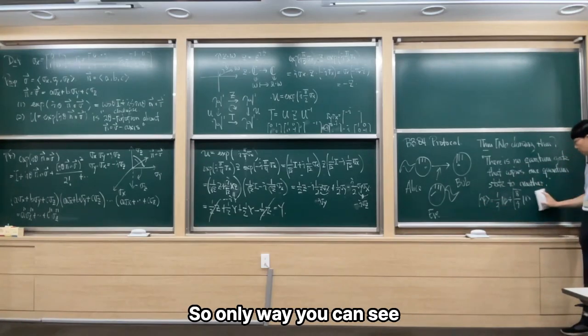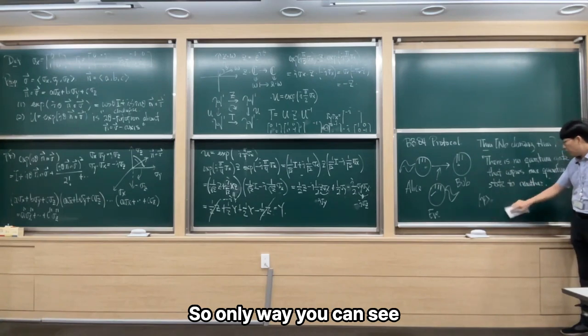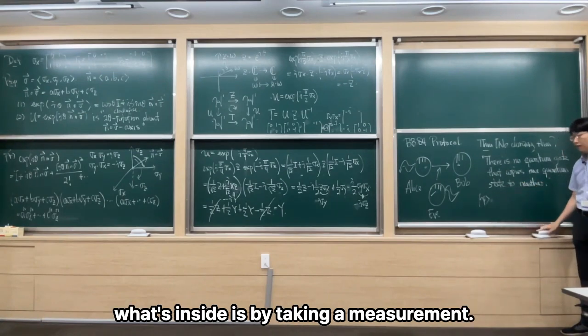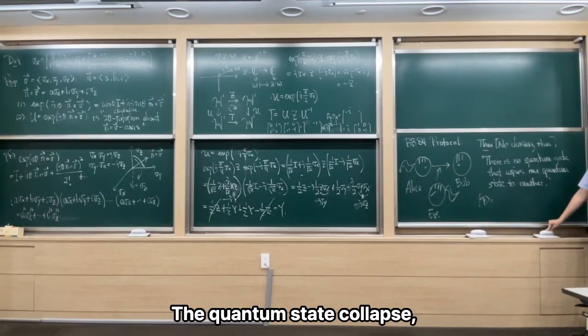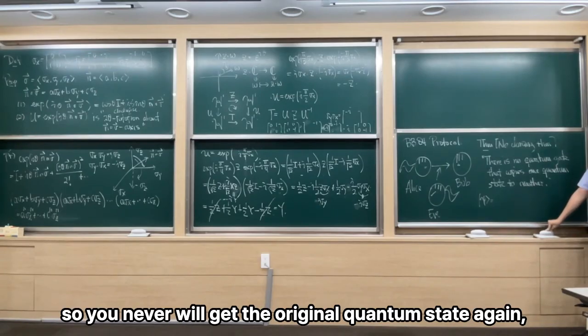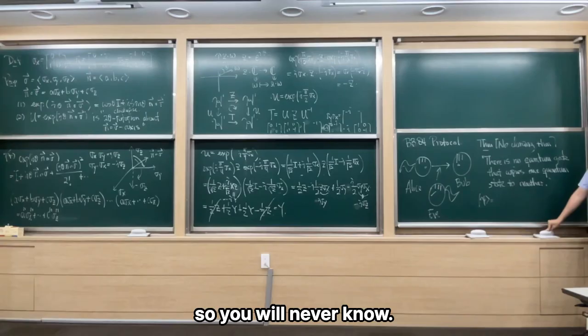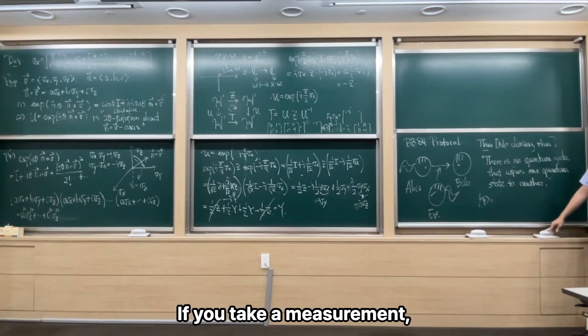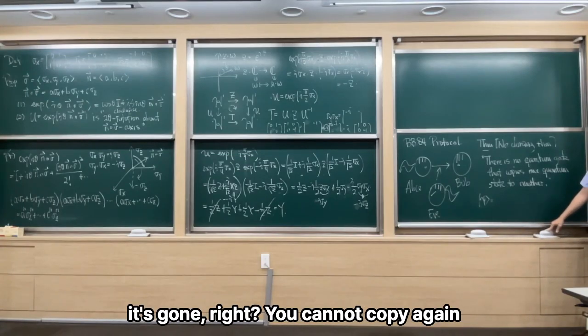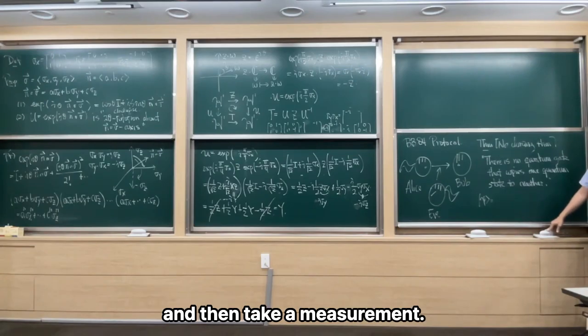So the only way you can see what's inside is by taking a measurement. But what happens when you take a measurement? The quantum state collapses. So you never get the original quantum state again. So you will never know. Once the quantum state is passed, if you take a measurement, it's gone, right? You cannot copy again and then take a measurement.